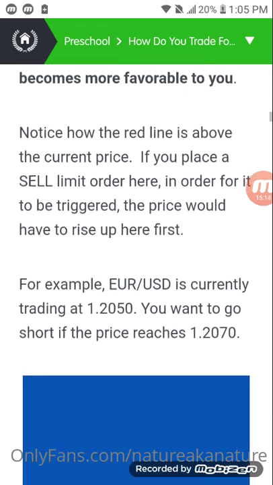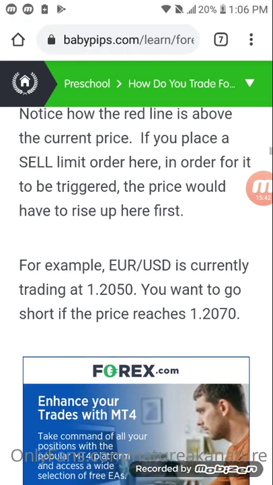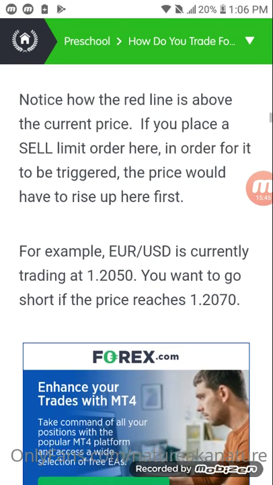So for this example right here, Euro USD is currently trading at 1.2050. You want to go short, okay? So you want to go short if the price reaches your sell limit order. And price is currently at 1.2050. Okay, you want to sell that though, but you know price is going to always pull back.